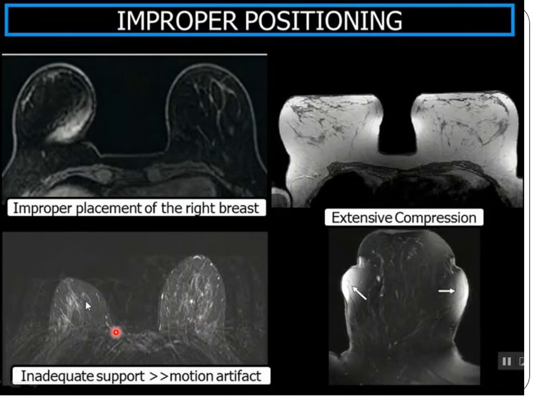So that's why you have to put in your mind that the proper positioning of the breast in the recess of the breast coils is very important. And the fourth one on the left side, you see these two shadows that appear on both sides of the breast, which is just due to the improper position.